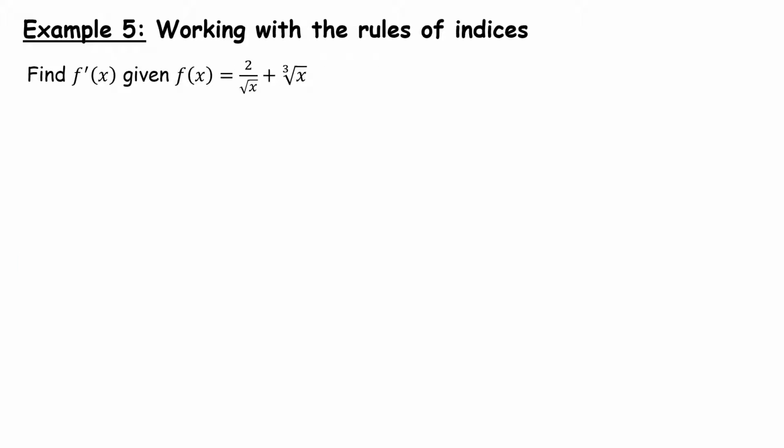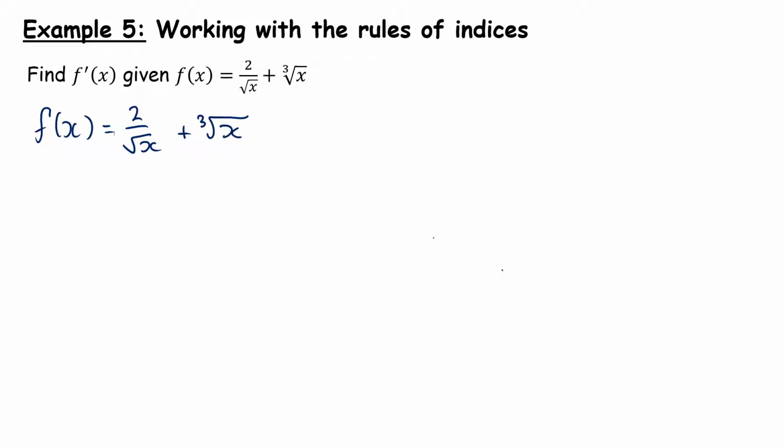So now we're going to do a quick one where we're looking at working with the rules of indices. So again, if you have your log tables open in front of you, we're going to look at page 21, because we're going to need to work a little bit with this function before we can differentiate, and then we'll need to do a little bit of work afterwards. So it says find f dash of x, given that f of x is equal to 2 over the root of x plus the cubed root of x.